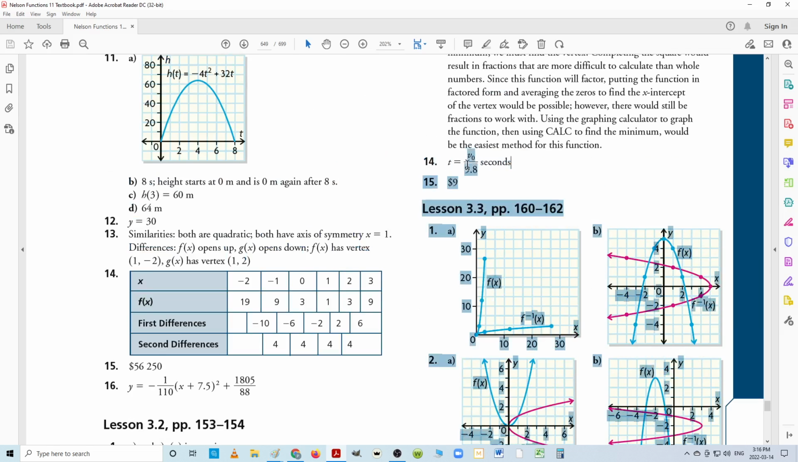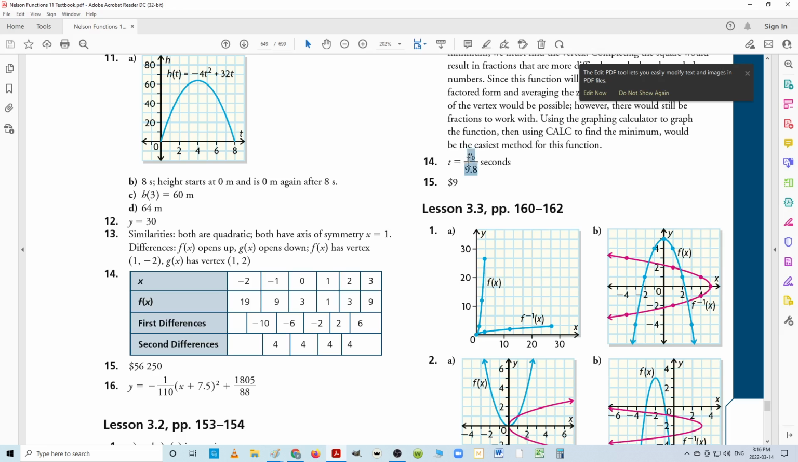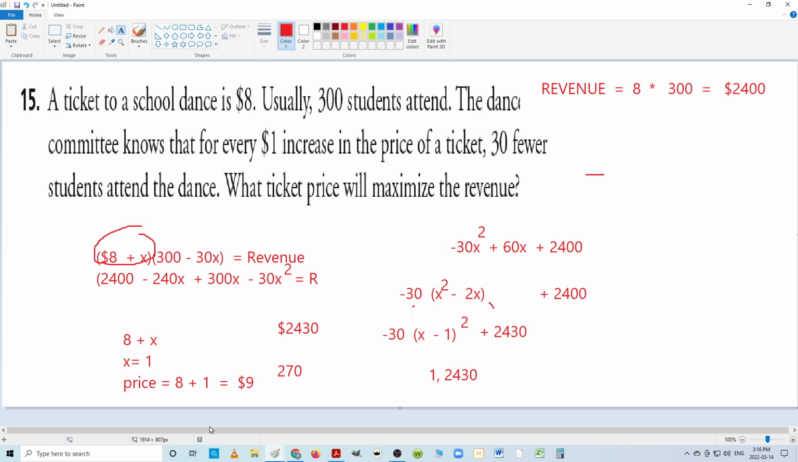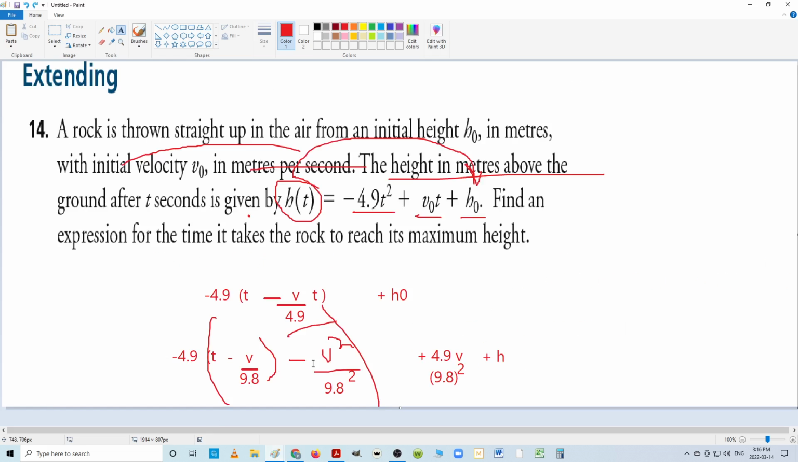Okay, they just wanted the x value. So sure enough, although I put it squared, that was the number I was subtracting. But indeed, that's the time value that we would have achieved. So that's true. I should have figured out that they just wanted the time value, v0 over 9.8, which was what we got. I don't know if I kept it. I don't think I did. Yeah, there it is.